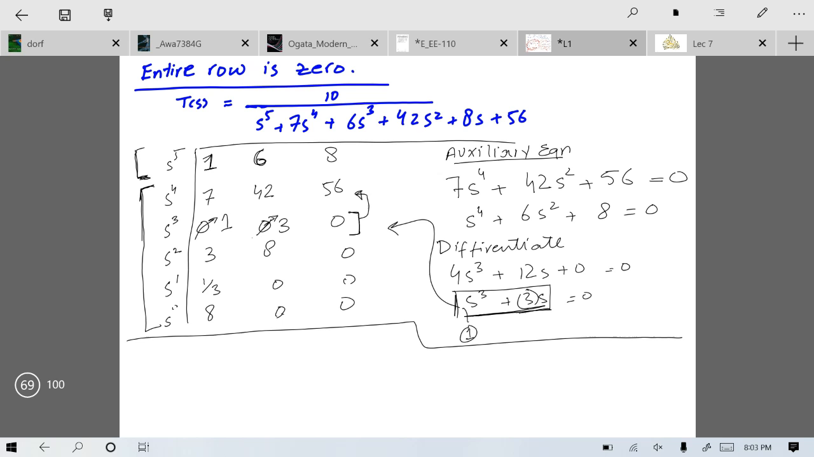So how many sign changes are there in the upper portion? There is no sign change in the upper portion, so there is no pole on the right hand side. Concluded. Now for the lower portion, there is no sign change in the lower portion. Agreed. Now whenever there is a 0 row, keep in mind, your roots are symmetric around origin.